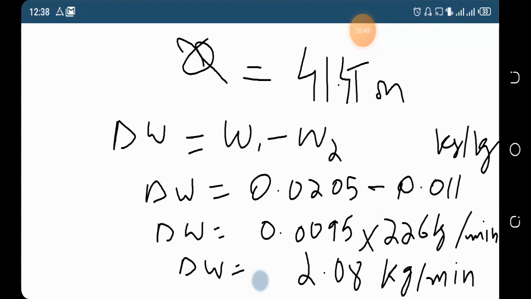It is a lot, but you can see that it is not 1 ton, it is 41 ton. Okay, so this is the cooling capacity.